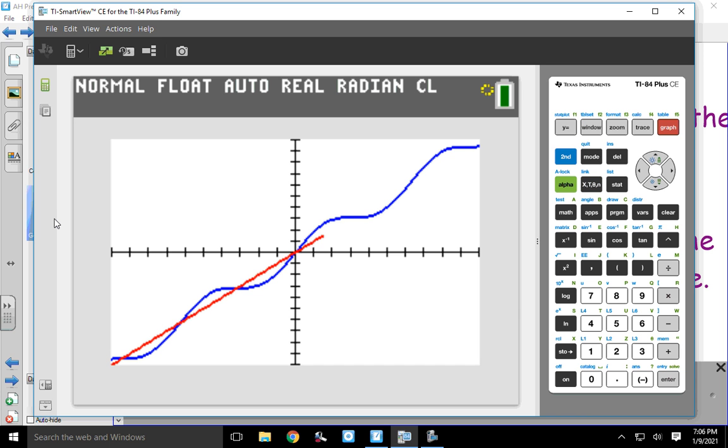And there we go. The sinusoid does not oscillate back and forth along the x-axis anymore, but rather it oscillates back and forth around the line y equals x.